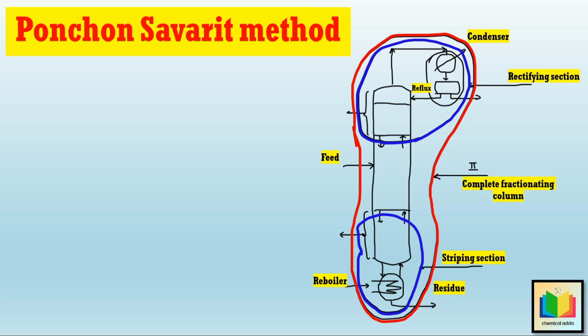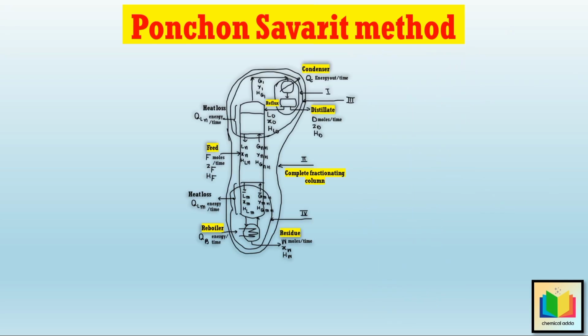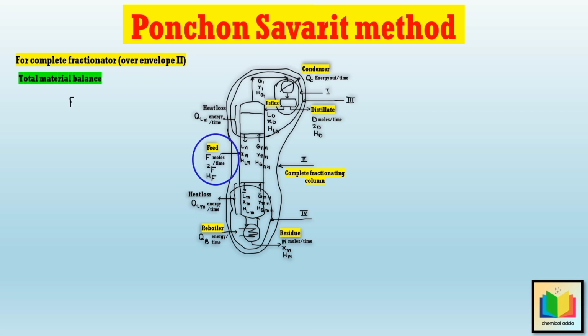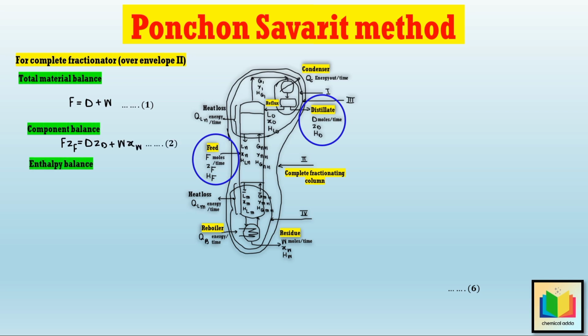So, first let us write the material balance and component balance equations for the complete fractionator, or envelope 2. Hence the total material balance can be written as F is equal to D plus W. And the component balance can be written as F into ZF is equal to D into ZD plus W XW. Then the enthalpy balance equation, in the absence of heat losses, can be written as F into HF is equal to D Q dash plus W into Q double dash.